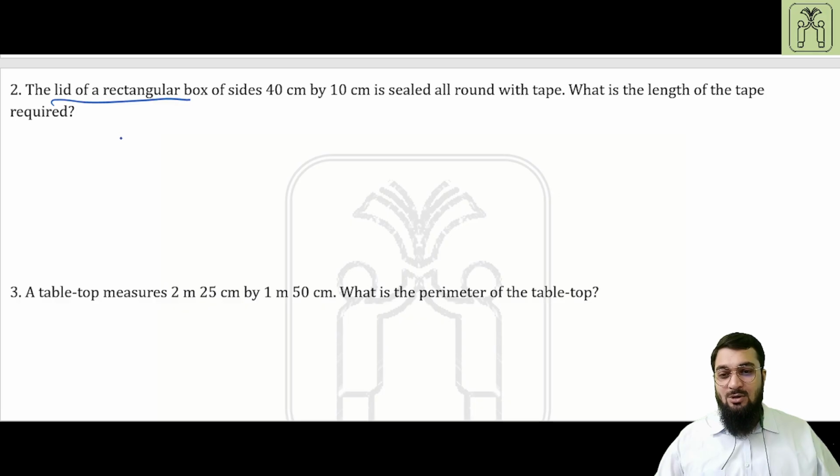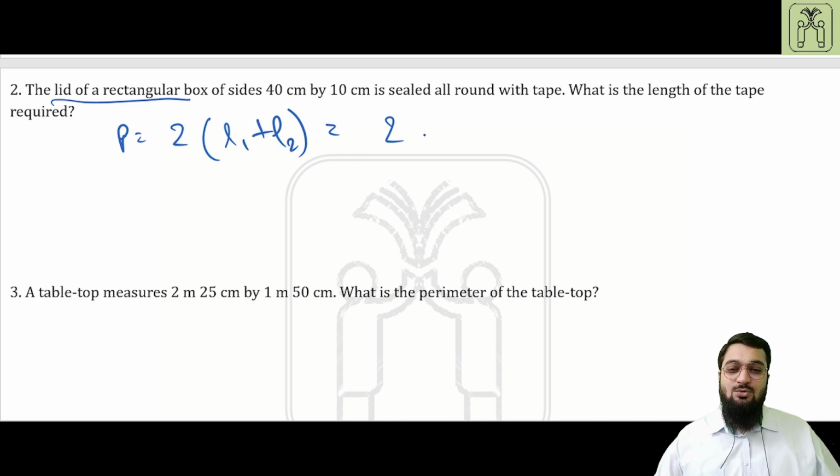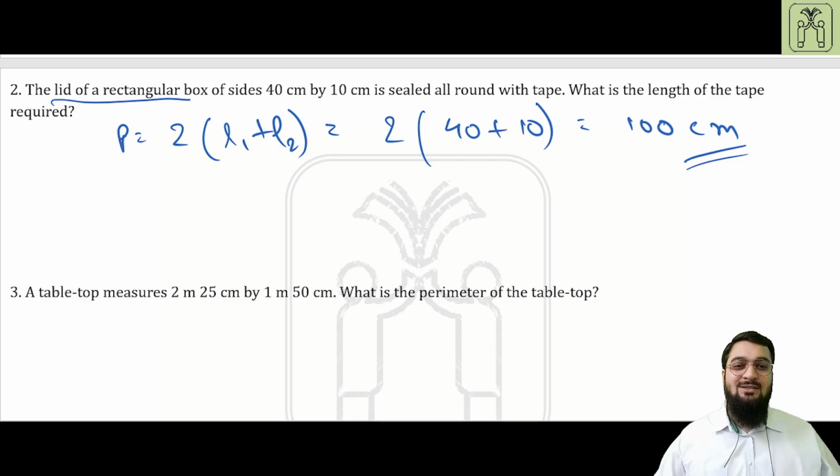So this is a rectangular box. Generally we have a rectangular box, but the lid is generally square and it converges like this. But here the lid is also rectangular, and therefore we just have to do what? Perimeter is equal to 2 times L1 plus L2, and that will give us 2 into 40 plus 10, and that will be 40 plus 10 is 50. 50 into 2 will be 100, and the 100 centimeter is the total perimeter, and that is exactly the length of the tape that will be required to seal that.